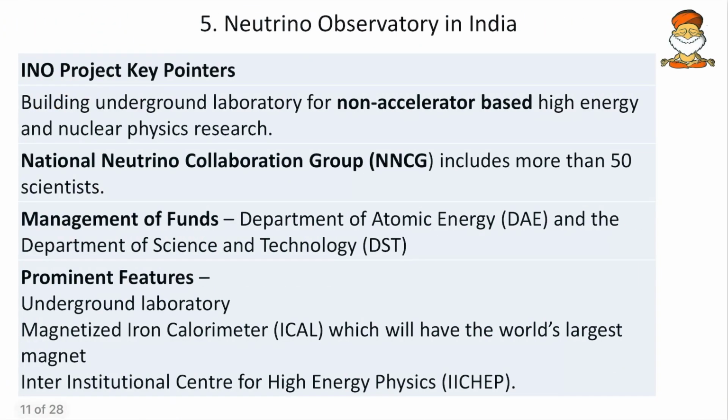Then come to next, the Neutrino Observatory in India. In the last slides, friends, we got to know where neutrinos are produced. They are produced by beta decay. And where is beta decay? Whenever a neutron gets split into positive and negative charges, a neutrino will be released.